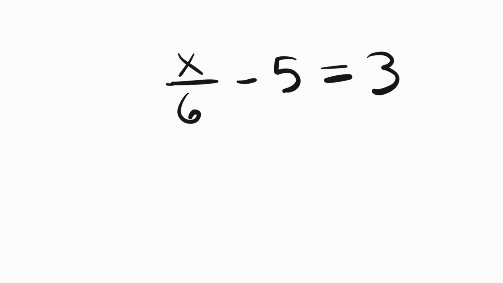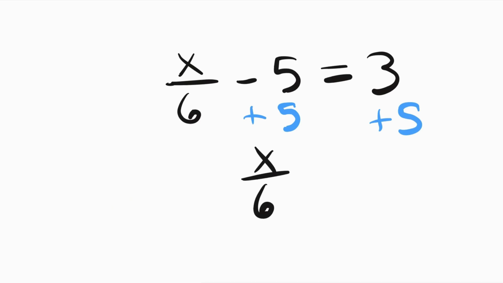X divided by 6 minus 5 equals 3. What do you think is the first step in this problem? Yeah, we're gonna add 5 to both sides. Great. Let's do that. Let's add 5. Ready? Plus 5, plus 5, okay? So now we'll just rewrite this, x divided by 6. Don't forget those 5s are gonna cancel. And we have 8 right here, okay? Now it's x divided by 6.